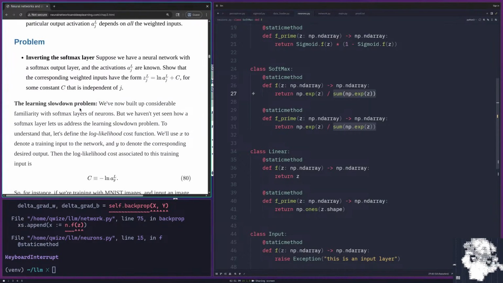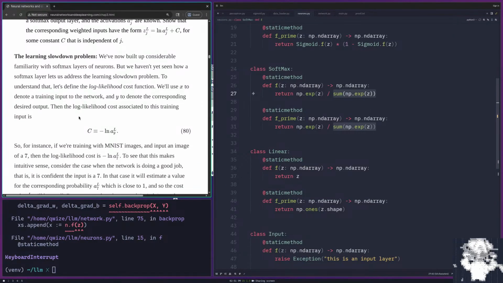The learning slowdown problem. We've now built up considerable familiarity with softmax layers of neurons, but we haven't yet seen how a softmax layer lets us address the learning slowdown problem. To understand that, we'll define the log likelihood cost function. Okay, so we also needed to swap the cost function. We'll use x to denote a training input to the network and y to denote the corresponding desired output. The log likelihood cost associated to this training input is defined as C equals negative ln of a_y.